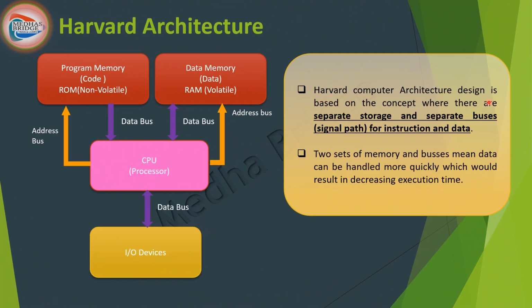Harvard computer architecture design is based on a concept where there are separate storage and separate buses, or signal paths, for instructions and data. Here we have two separate memories, program memory and data memory. The address buses are separate and the data buses are separate. Two sets of memory and buses mean data can be handled more quickly, which results in decreased execution time.